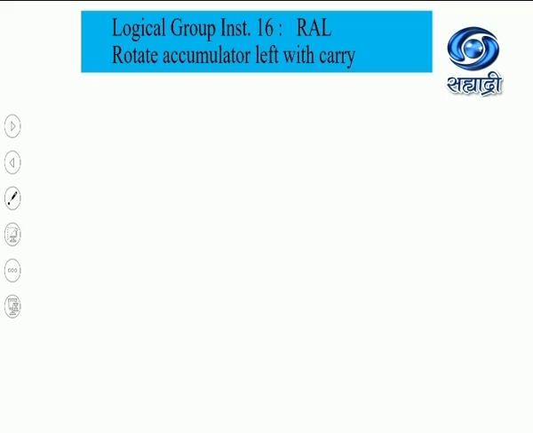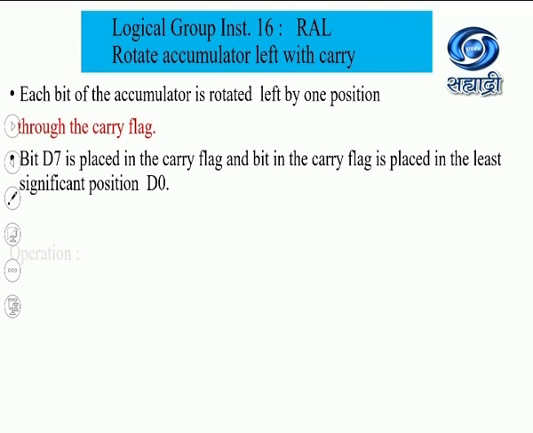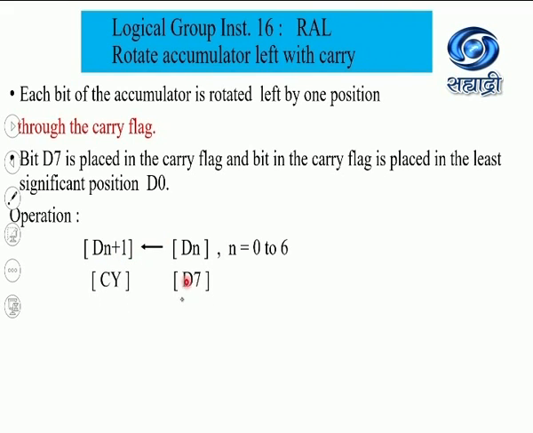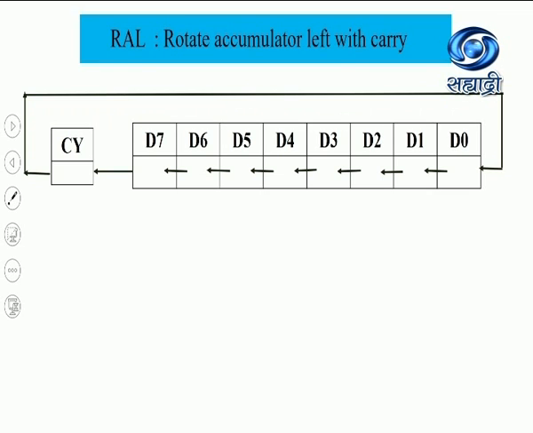RAL, rotate accumulator left with carry. So here we are rotating the carry bit also. The operation performed is Dn goes to Dn plus 1 position, D7 goes to carry, and now carry goes to D0. Accumulator contains these 8 bits and this is the carry. Rotate left, D0 bit goes to D1 position, D1 to D2, D2 to D3, D4 to D5, D5 to D6, D6 to D7. Now D7 goes to carry and carry bit is also rotated. Hence carry goes to D0 position.